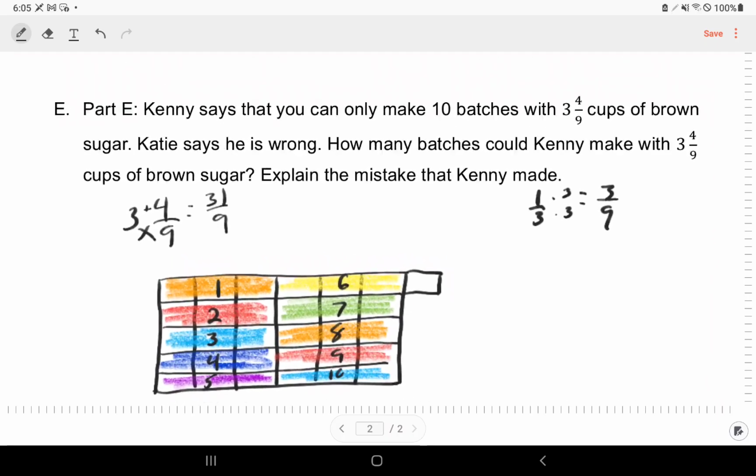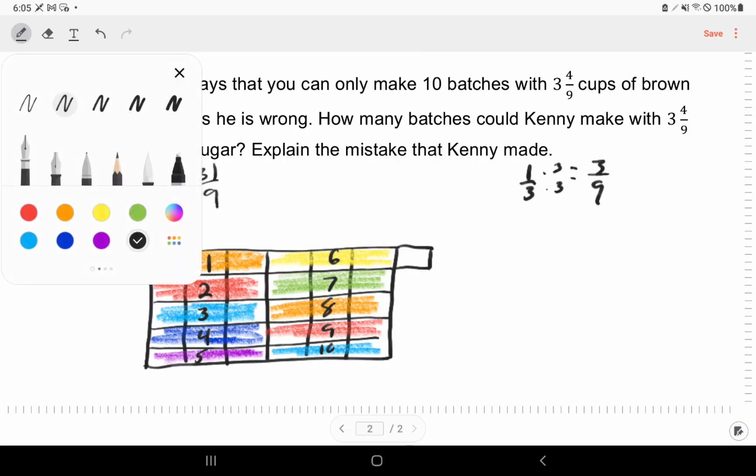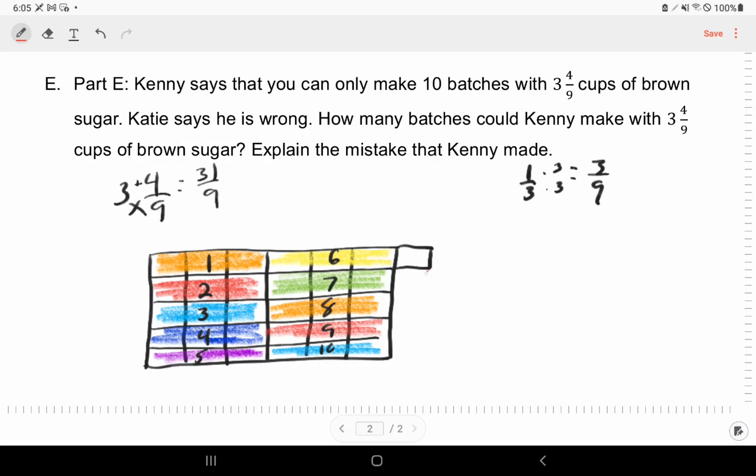Well, that's what Kenny said. But I still got this box here left over. And so, to make it a full batch, I would need 2 more boxes. So I can make 10 and 1 out of 3, so 10 and 1/3 batches. So how many batches could Kenny make? 10 and 1/3 batches.